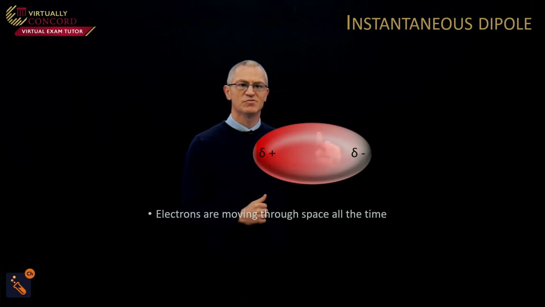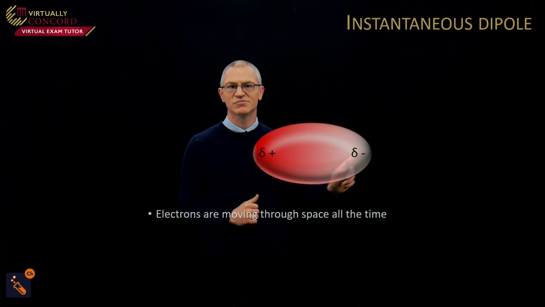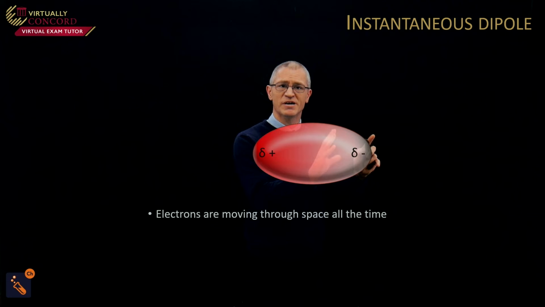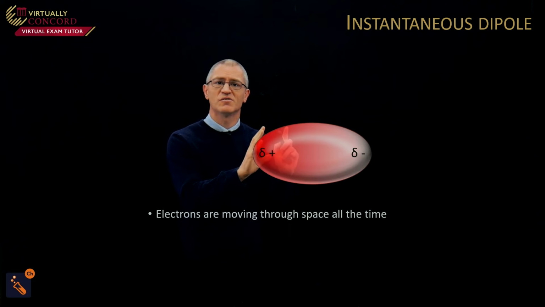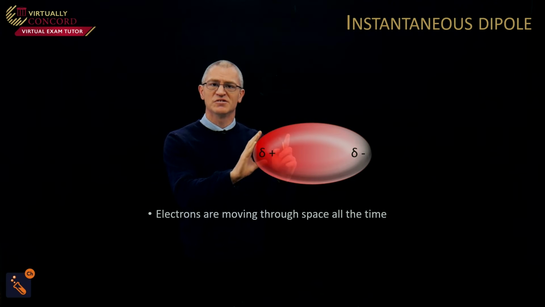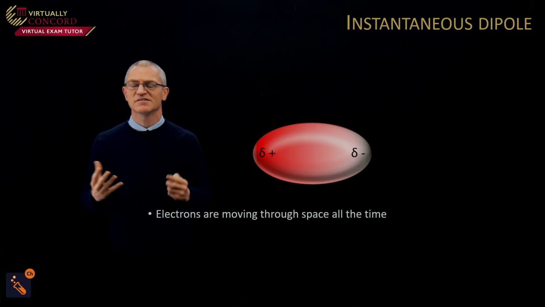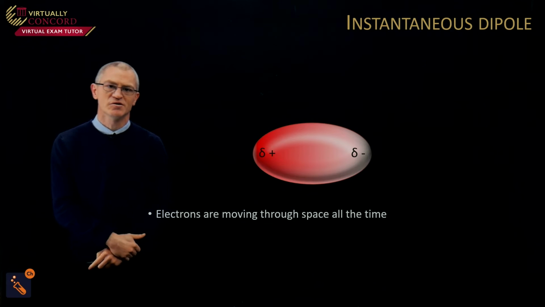So the electron cloud moves towards this end. You can see towards this end it's delta minus, so a little minus. That means most of the electrons are around about this end, okay? Which means that a few electrons are here and the nucleus is here. So you get a delta positive this end and a delta negative that end, and that's called an instantaneous dipole.